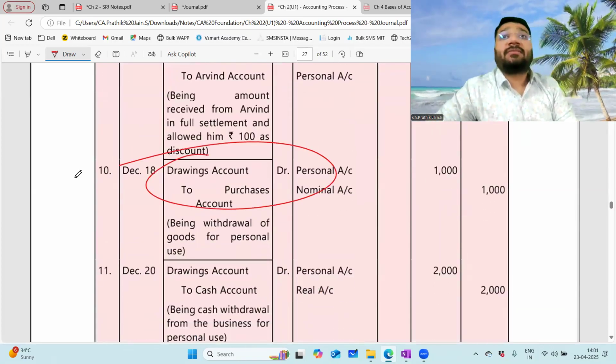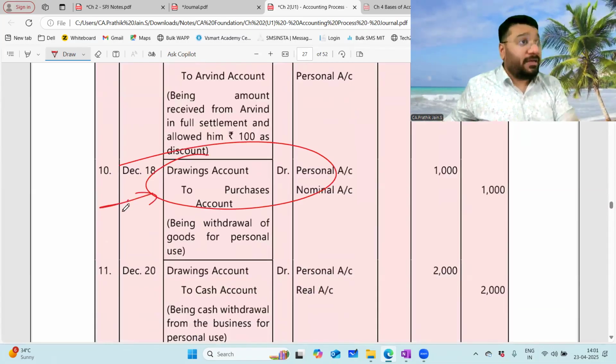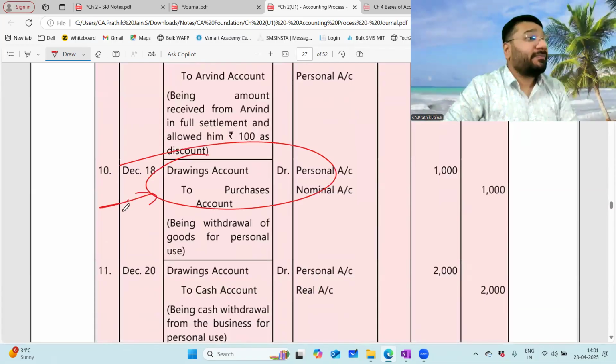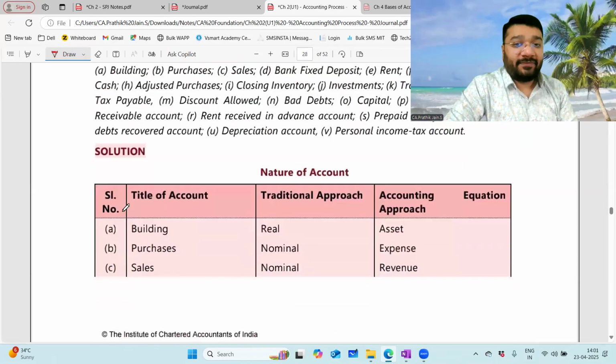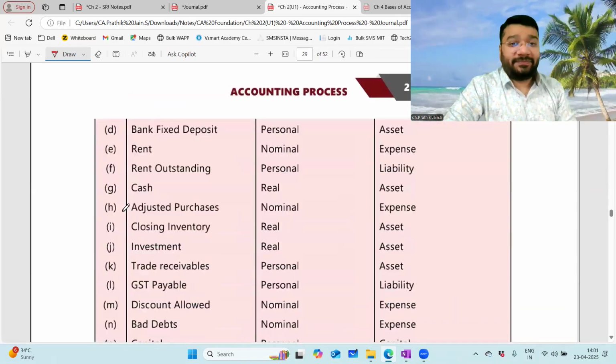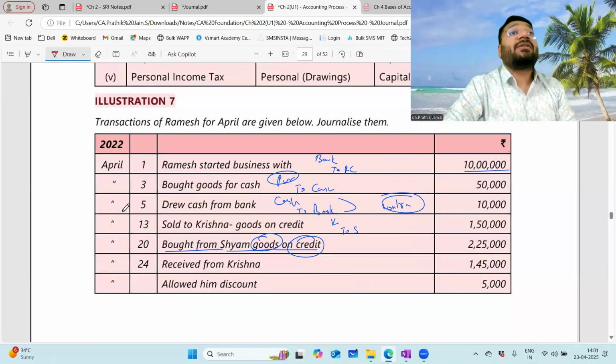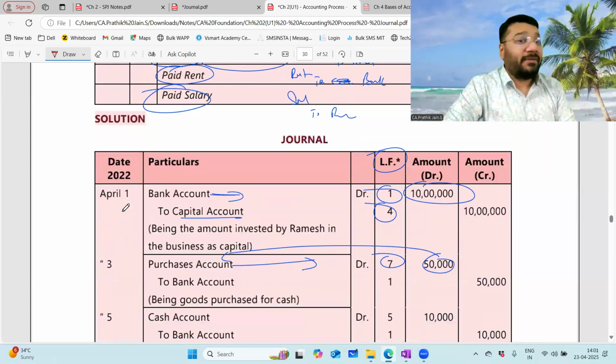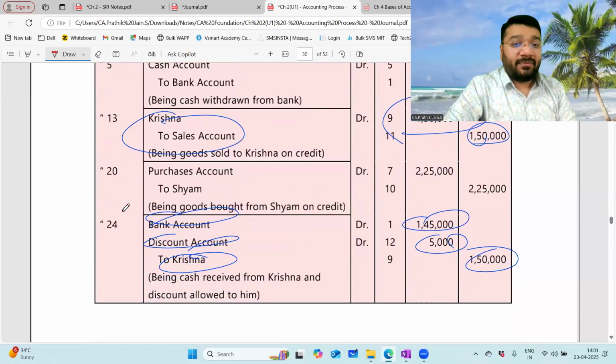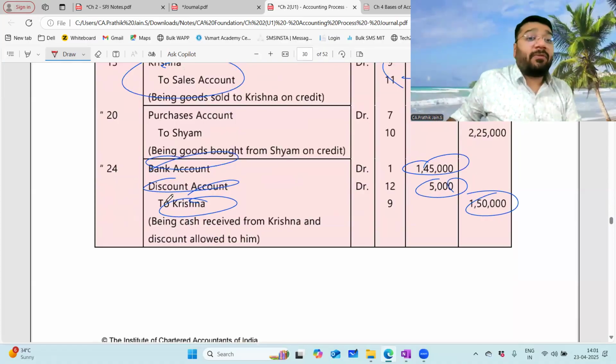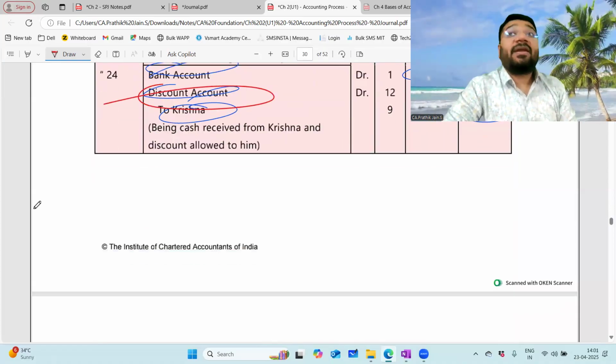Drawings to purchase. This is where we studied it the first time. Till this, anywhere purchase reversal is given. Illustration 6. Illustration 7, which we completed. In that, anywhere the concept of trade discount and cash discount is given.